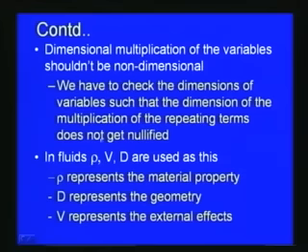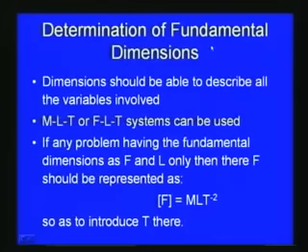And then the next point is in fluids, the density, velocity, and the term d, which represents the geometry, are used. So rho represents the material property, d represents the geometry, and v represents the external effects. These parameters we have to take care of in dimensional analysis using the Buckingham pi theorem.